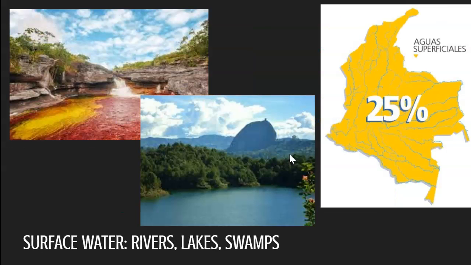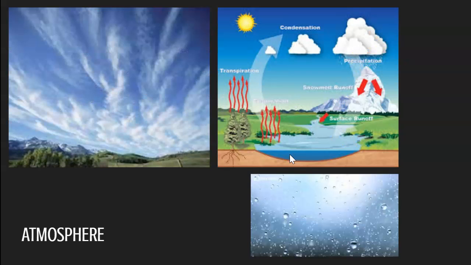Next reservoir, that would be your surface water. So rivers, lakes, swamps, anything where water is on the surface and it is fresh. So you would be right to say, well, what about oceans? Oceans are surface water. Yes, they are, but they're not fresh water. That's a different reservoir. And then last but not least, it's our friend, the atmosphere. The atmosphere has water in it. That's where all the rain, the clouds, all that stuff is water.